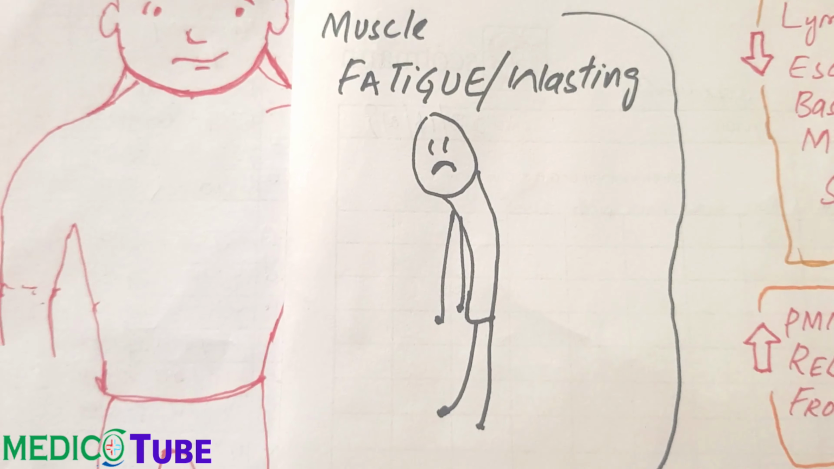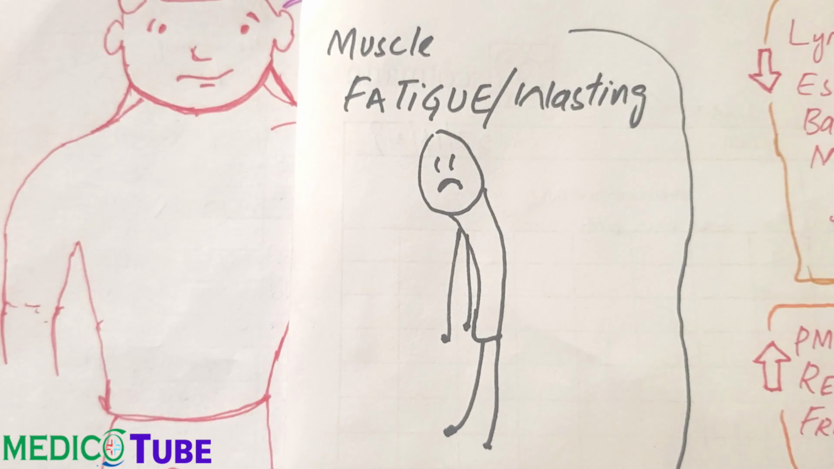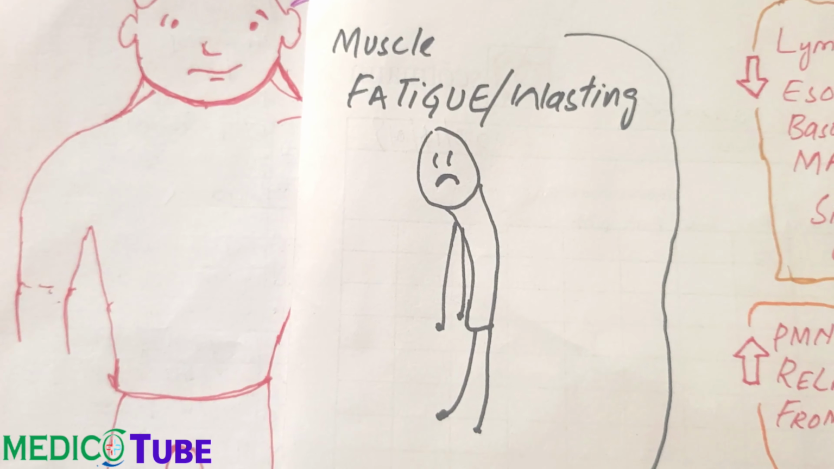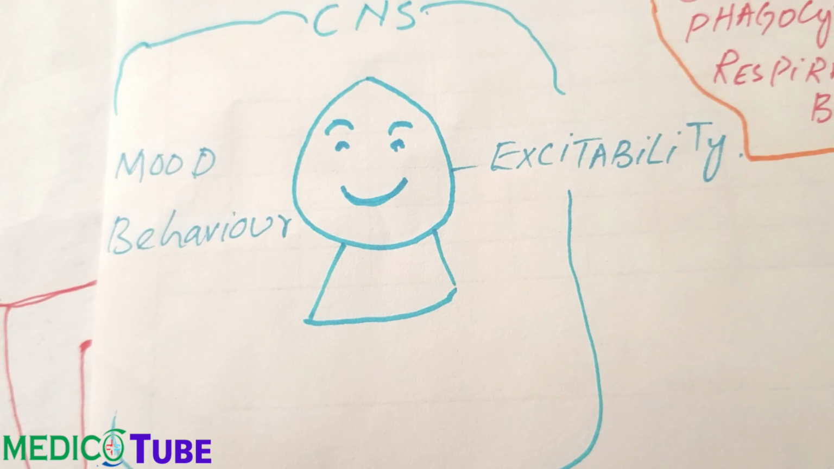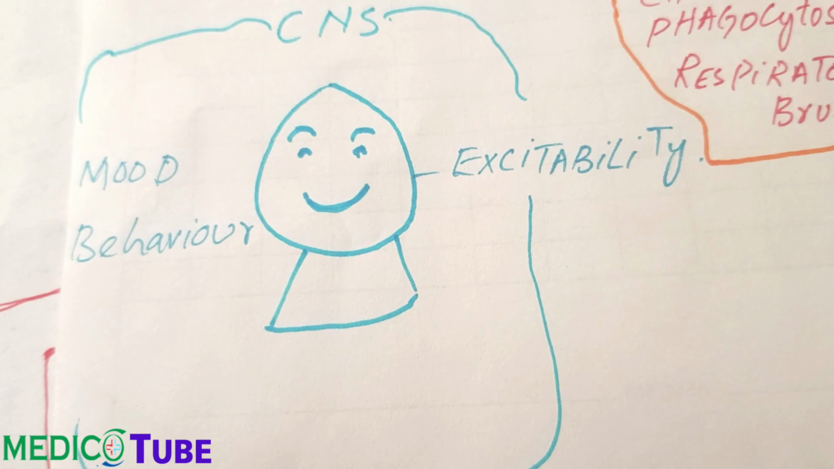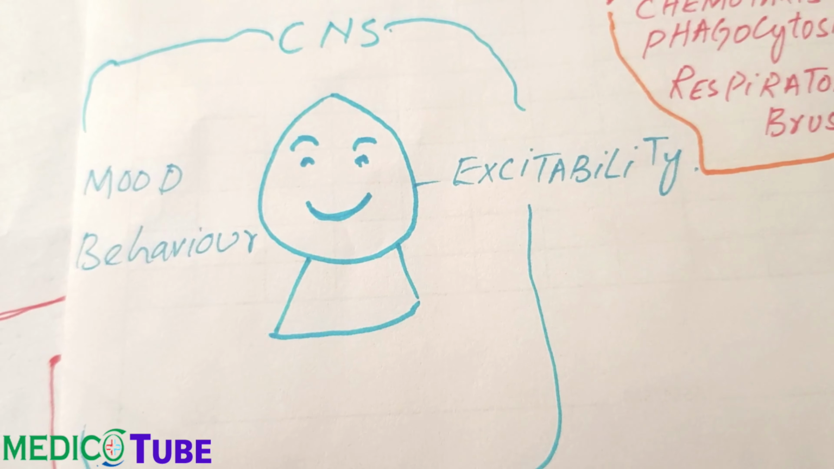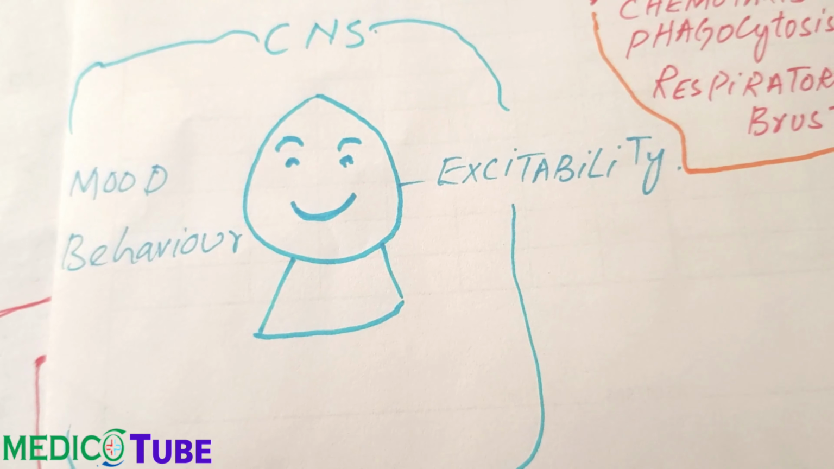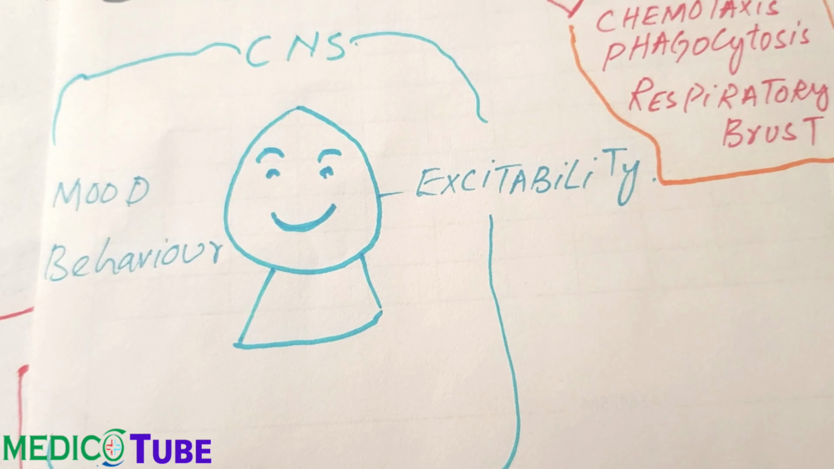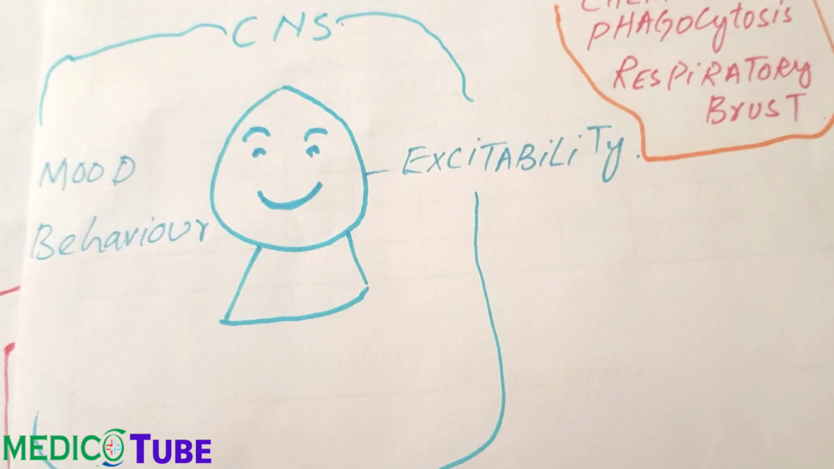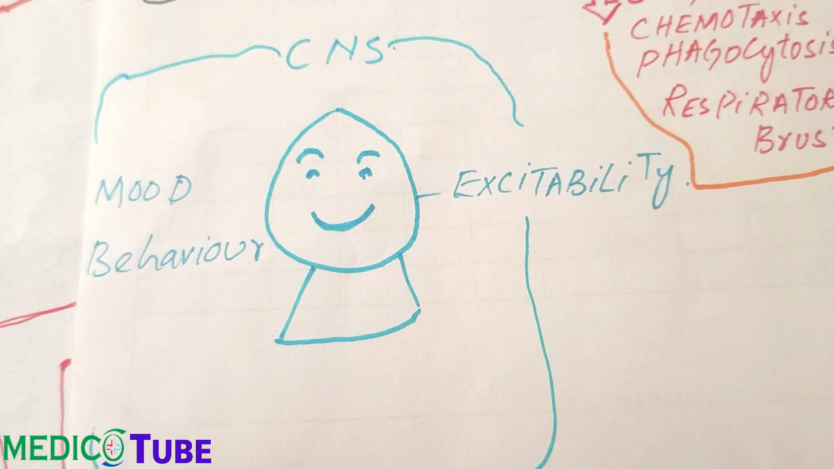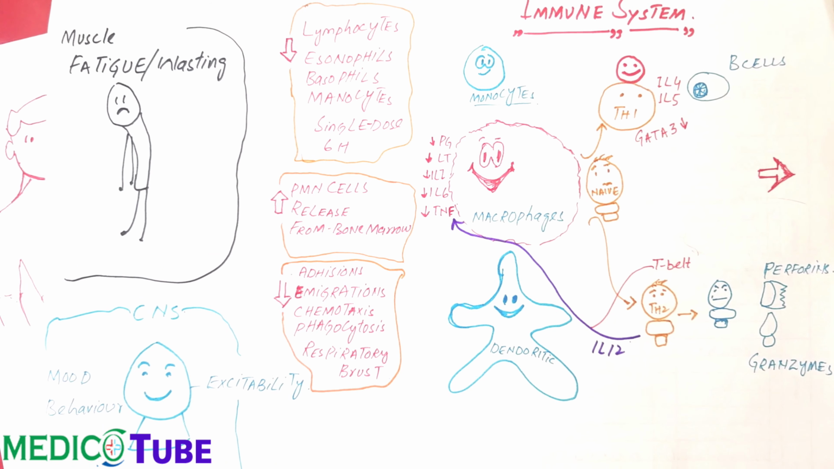Here are the effects of the steroids on the muscles. The prolonged use of the steroid can cause fatigue and wasting of the muscles. In the CNS, the steroid presence keeps our mood balanced and behavior correct. But if we give extra steroids from outside the body, it can actually cause behavioral changes. People become hyper excitable. And if you stop the steroid, the patient will get into depression.